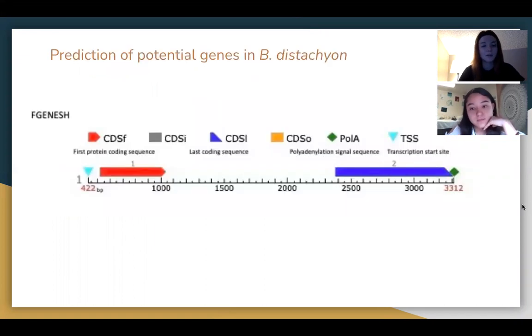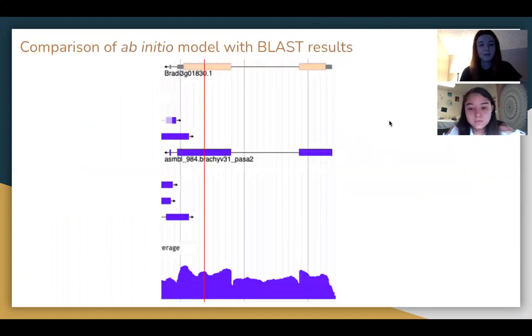So first we started by predicting the potential genes within our genome using FGENESH. And as you can see, it shows that we have 2 exons as well as 1 intron in between. And using Phytozome, we were able to verify those predicted exons. As you can see, they're in pretty much the identical location. And at the bottom, the peaks where they are highest help verify the location of those exons.